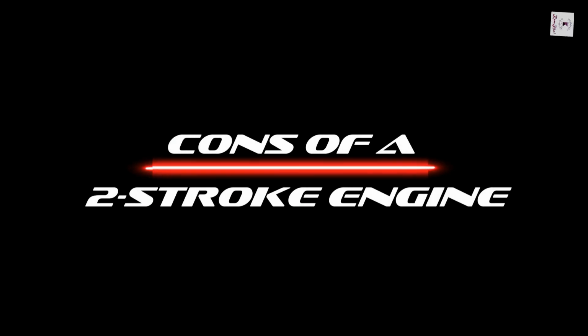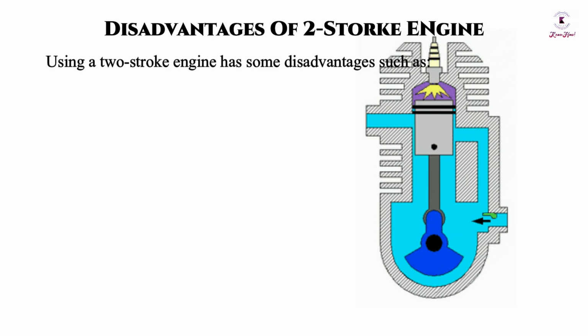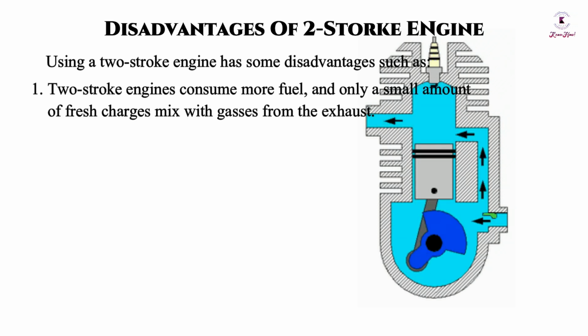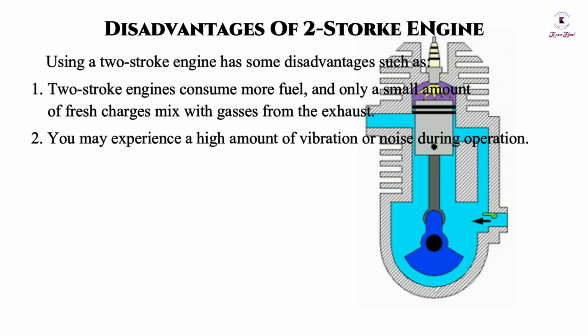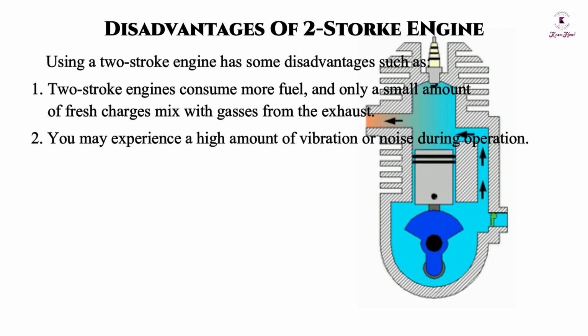Cons of a two-stroke engine. Using a two-stroke engine has some disadvantages such as: 1. Two-stroke engines consume more fuel, and only a small amount of fresh charge mixes with gases from the exhaust. 2. You may experience a high amount of vibration or noise during operation.